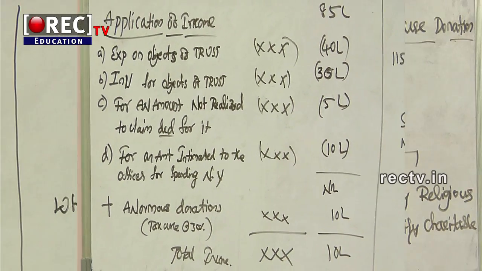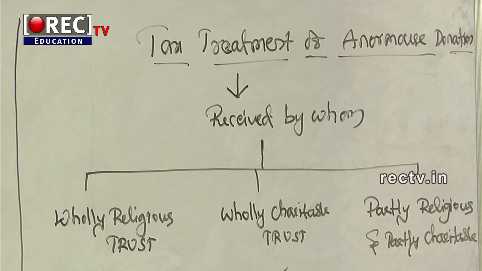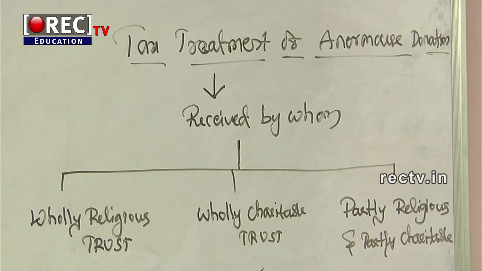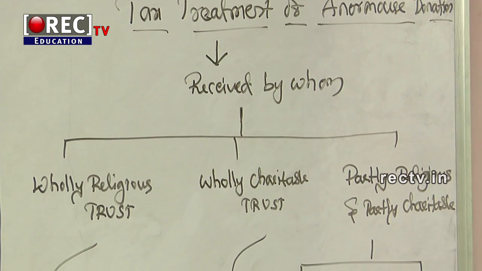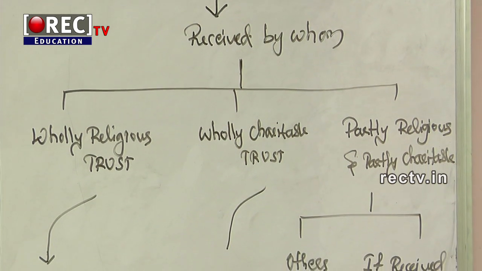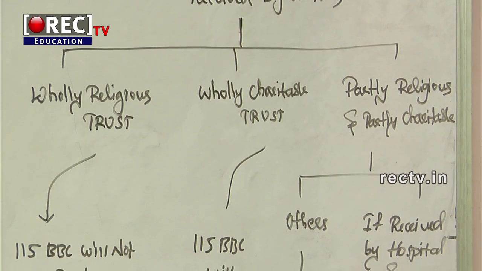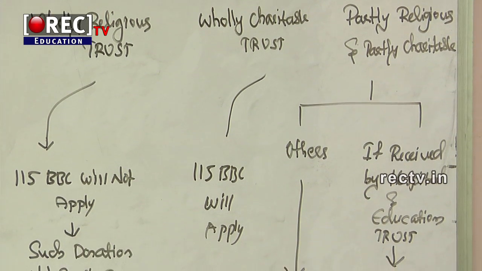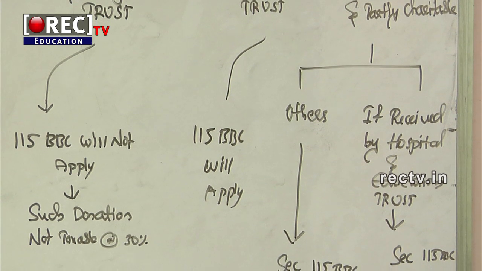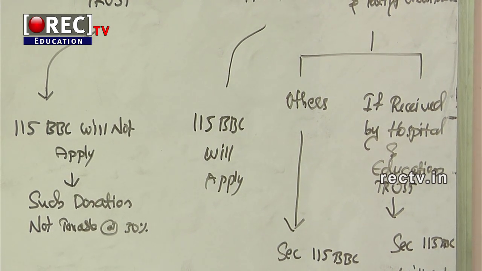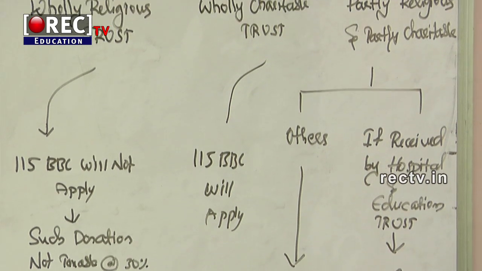Next, tax treatment of anonymous donation. What is the tax treatment of anonymous donation? If it is received by a wholly religious trust, section 115BBC will apply. And if a wholly charitable trust, section 115BBC will apply. And partly religious and partly charitable, in this there are two situations. One is if it is received by a hospital or education trust, section 115BBC will not apply. Otherwise, if other than hospital and education, section 115BBC will apply.